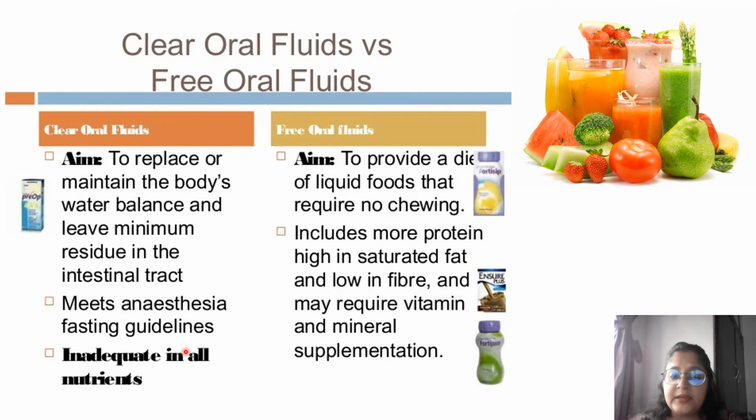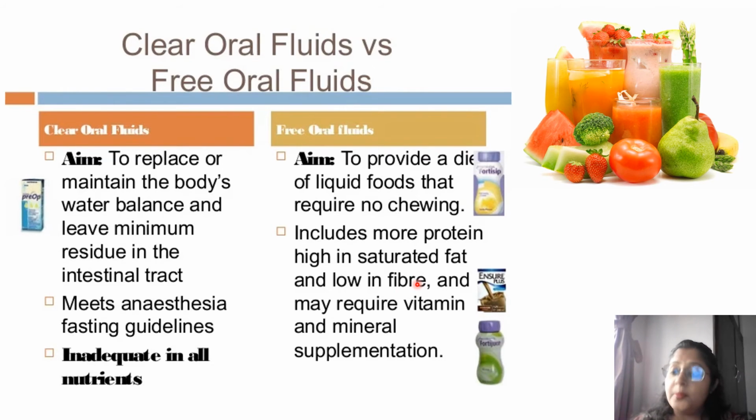So over here, the clear fluid diet is inadequate in mostly all nutrients, but it requires the anesthesia fasting guidelines, that before any kind of operation we have to be nil per oral, or NPO, for at least 8 hours. After 2 to 3 hours of the operation, we start with the clear fluid diet, a simple liquor tea, or a simple juice, or a simple broth, or a simple clear soup can be started with. Okay, but in case of a full fluid diet, it includes more protein.